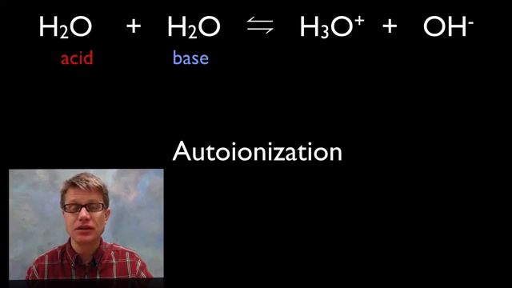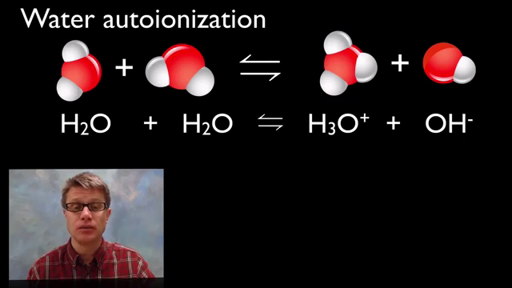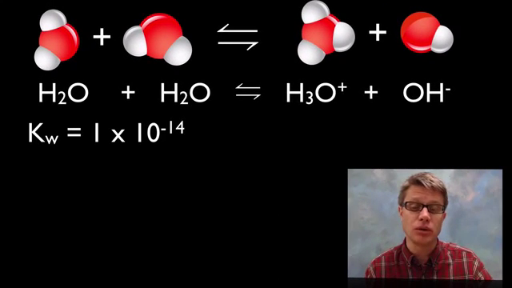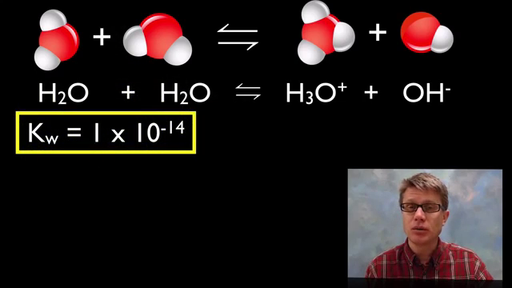What's cool about water is it can autoionize. That means it can serve as both an acid and a base. And so what we're doing is essentially donating a proton to another water molecule. And so if we look at that, what we're forming is something called hydronium, and then the one that loses the proton is going to be a hydroxide. And we can measure the equilibrium constant of that. And it ends up being 1 times 10 to the negative 14th, which is going to be a really, really small value.